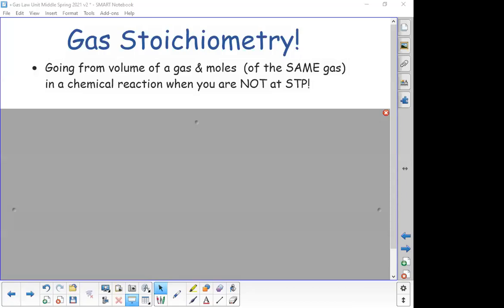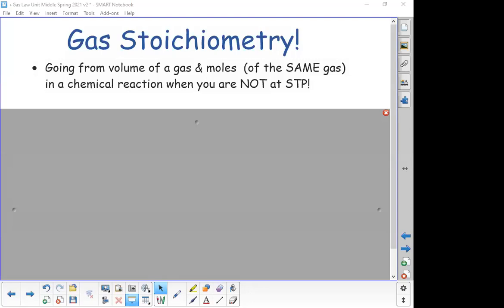Gas stoichiometry. That just means that we're going to do a chemical reaction and create a gas, or gases are involved in a chemical reaction. So the last unit, we did some gas stoichiometry, but we assumed the gases were at STP, standard temperature and pressure, and now we're actually going to measure the temperature and pressure and solve for that. And so we can't use the conversion 22.4, because that's related to if you're at standard temperature and standard pressure.